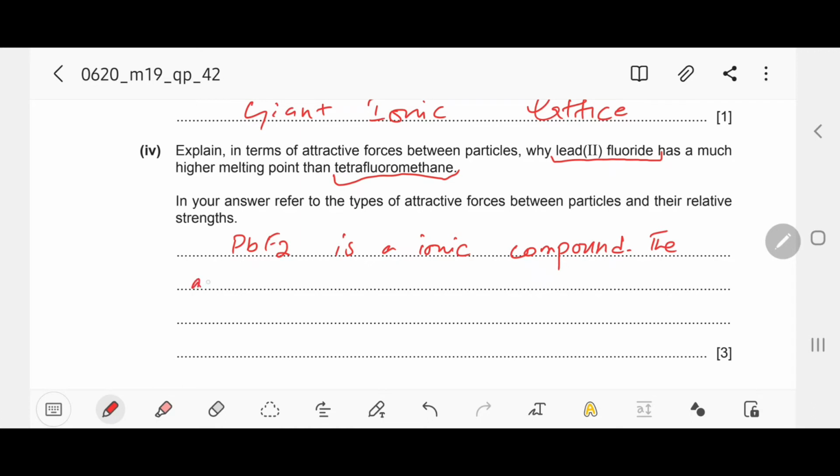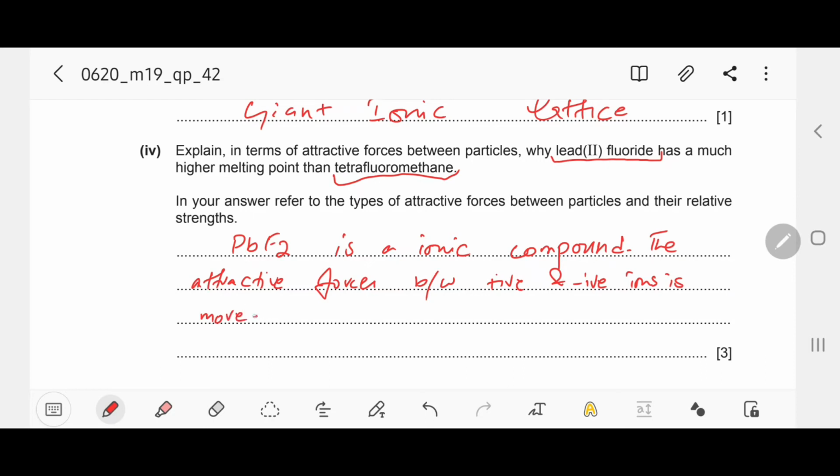The attractive forces between, as we know that in the ionic compound there is a bonding between positive and negative ions, so we have to state that too, that the attractive forces between the positive and negative ions is more.